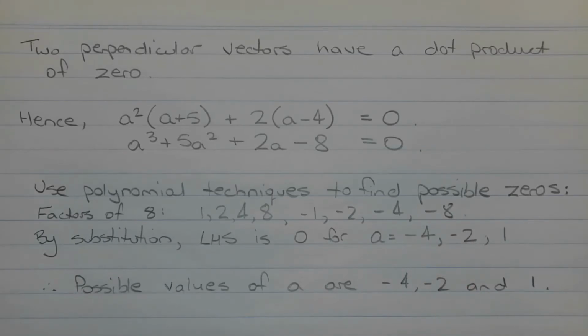We can use the factor theorem to check each of these factors by substituting those factors for a in the left-hand side of this equation and then evaluating it, checking to see that it's equal to 0. And if it is, then we've found a value of a that solves this equation. I didn't show the substitution in this solution, but it's easy enough to do. So checking these factors of 8 one by one, I found that the left-hand side is 0 for a equals negative 4, a equals negative 2, and for a equals 1. Therefore, the possible values of a are negative 4, negative 2, and 1.